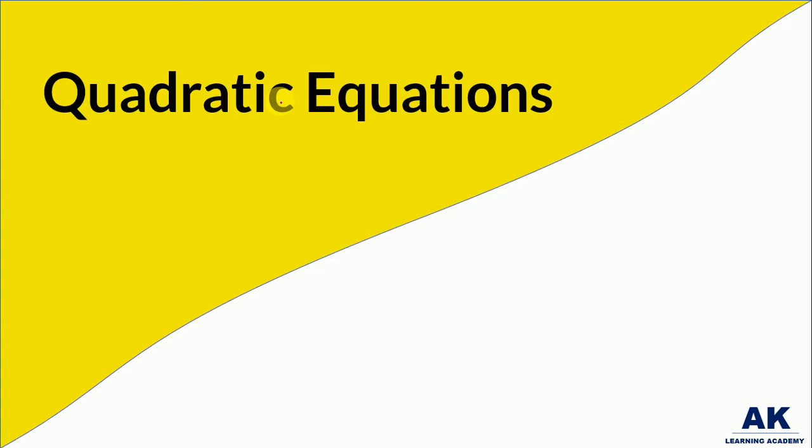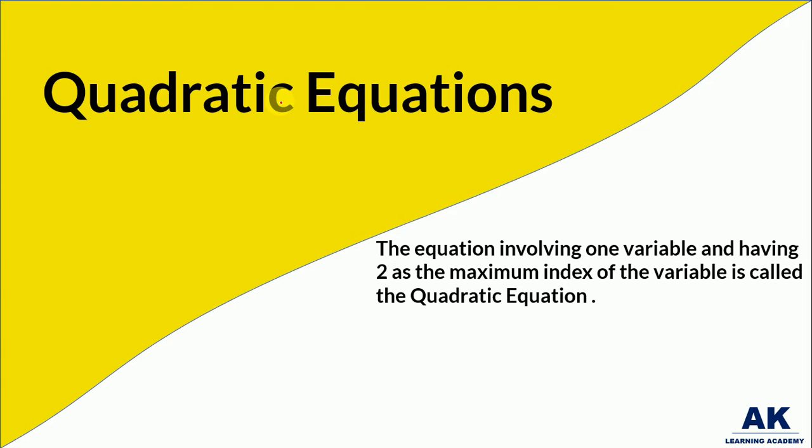Okay, now let us discuss the quadratic equation. What actually is the quadratic equation, right? An equation involving one variable and having 2 as the maximum index of the variable is called a quadratic equation. Means what? An equation which has only one variable, right? And the degree of this equation is 2, right? So the maximum index or degree of this equation is what? 2. Those equations are called quadratic equations.